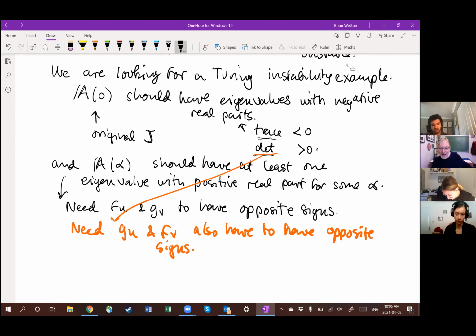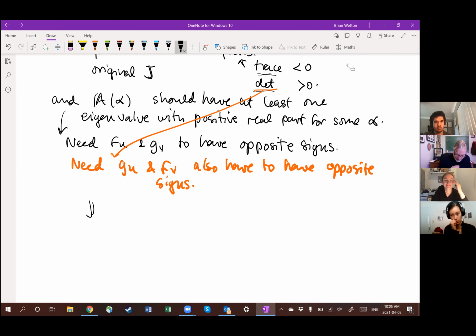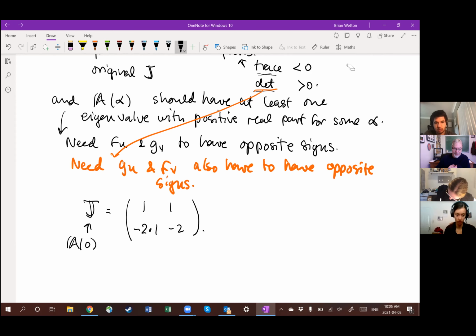Anyway, so then I played around in MATLAB with these criteria, and I came up with the Jacobian matrix. Remember, this is this A at 0, and I came up with this one: 1, 1, minus 2.1, minus 2. Of course you can see the trace is negative and the determinant is positive. And just to check, I did the MATLAB thing where you get negative eigenvalues. So this passes the first test for the Turing instability.